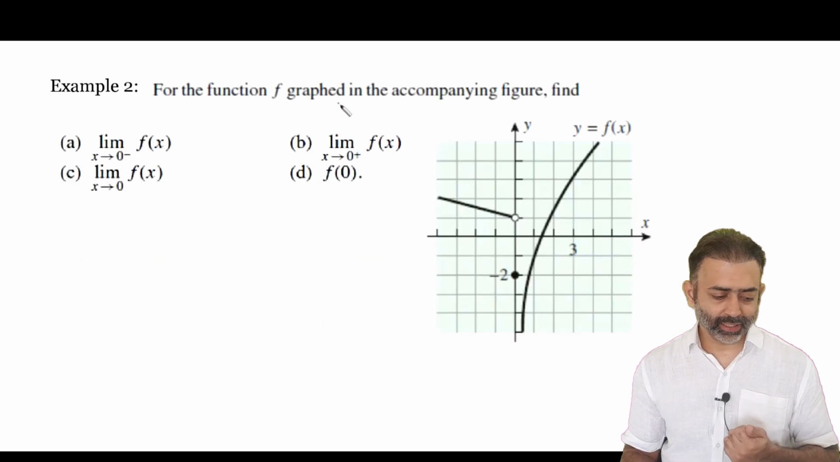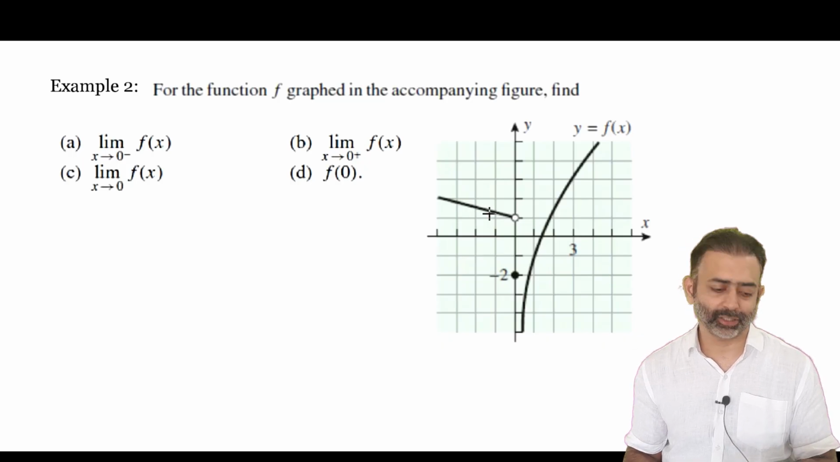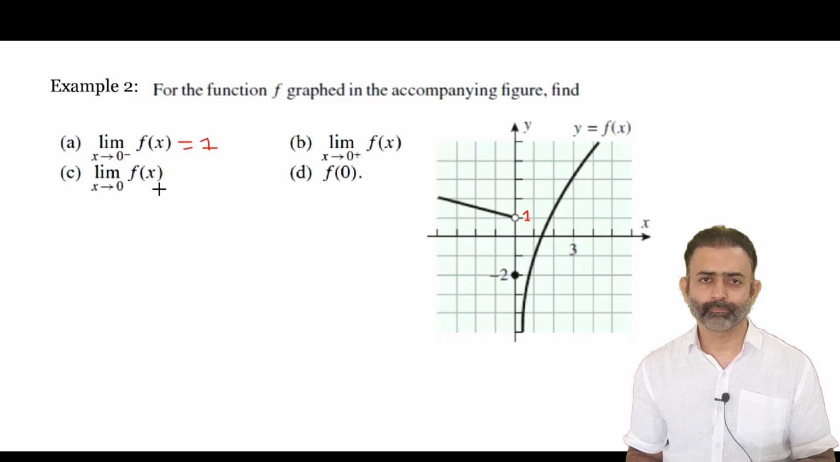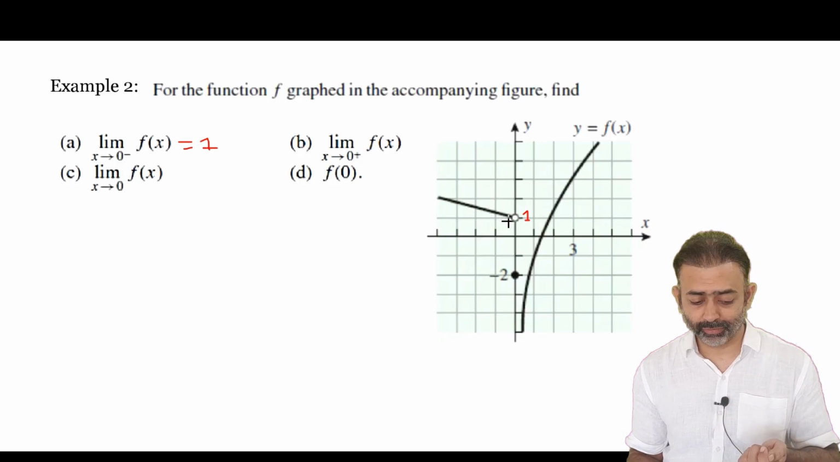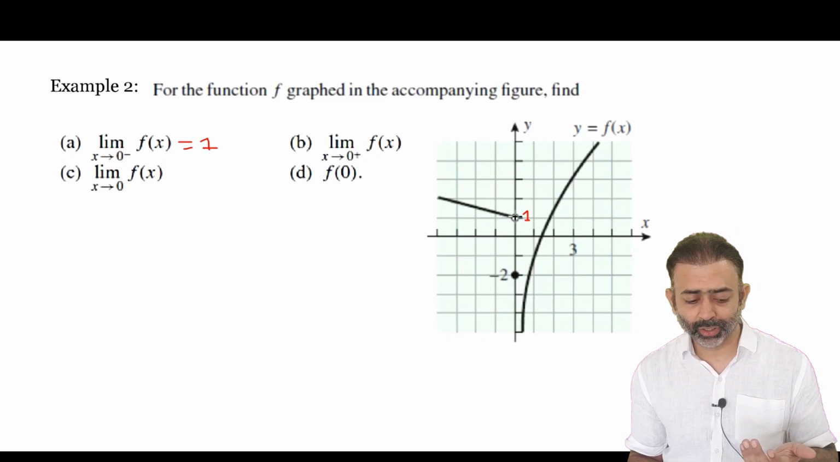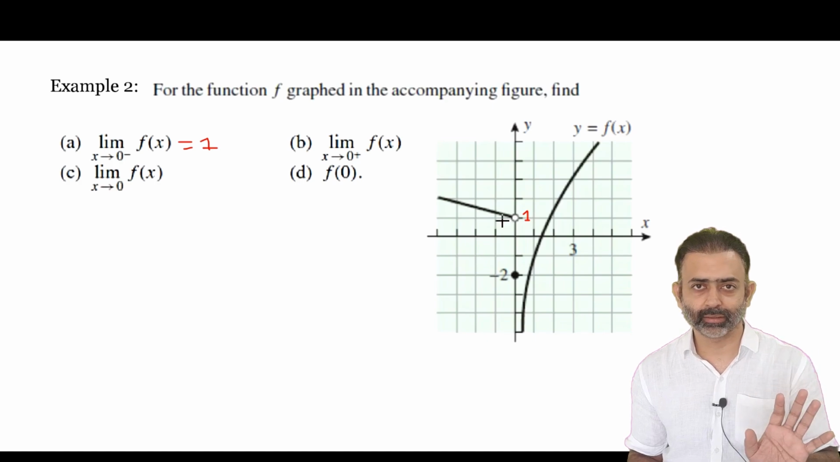Second example, for the function f graphed in the figure, find the limit of f(x) for 0 minus. So 0 minus means at x equal to 0, we need to find the LHL. Okay, so 0 is here, slightly towards left of 0, I am moving towards point 1. At x equal to 1, the value of the function is not defined. I mean, it is not 1, rather it is -2. But this is the limiting value, to what value this graph is approaching as I'm moving towards 0 from left. That's the thing.